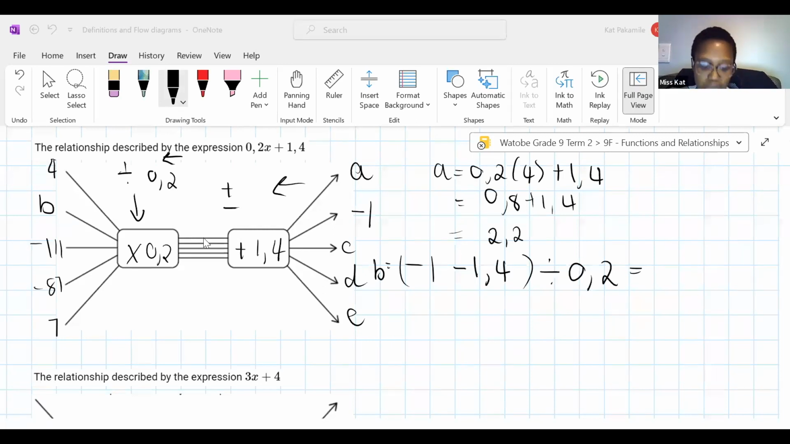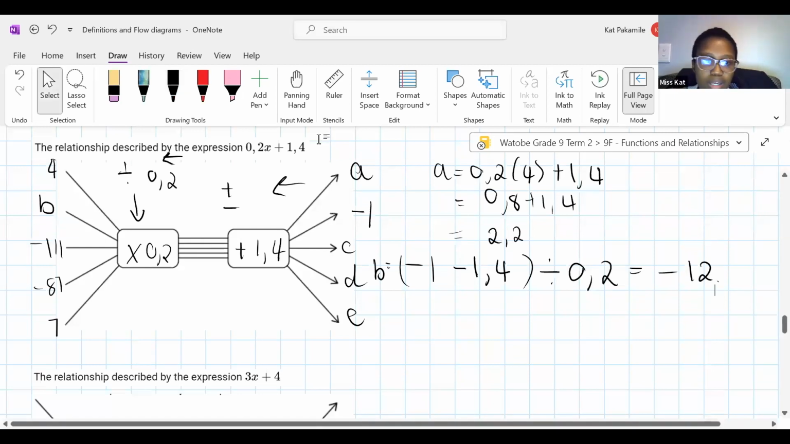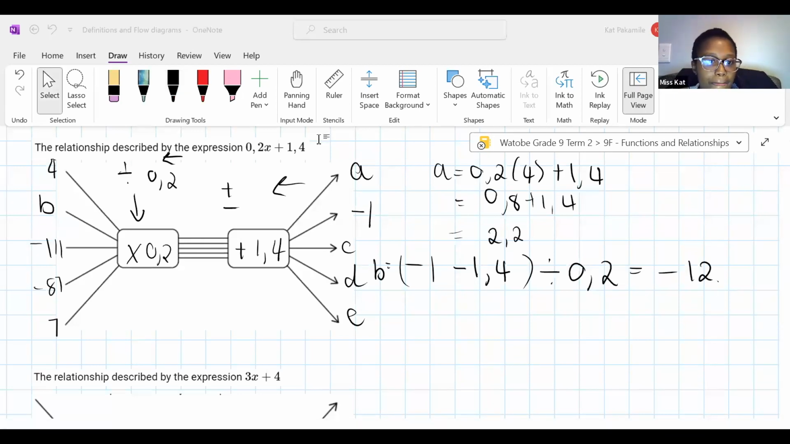-8, -12. I'm seeing a lot of stuff. Let's see, -1 minus 1,4 divided by 0,2, and it is -12. So our B is going to be -12. How did we get -8, guys? Remember to do BODMAS, okay? You first subtract 1,4 and then you divide.